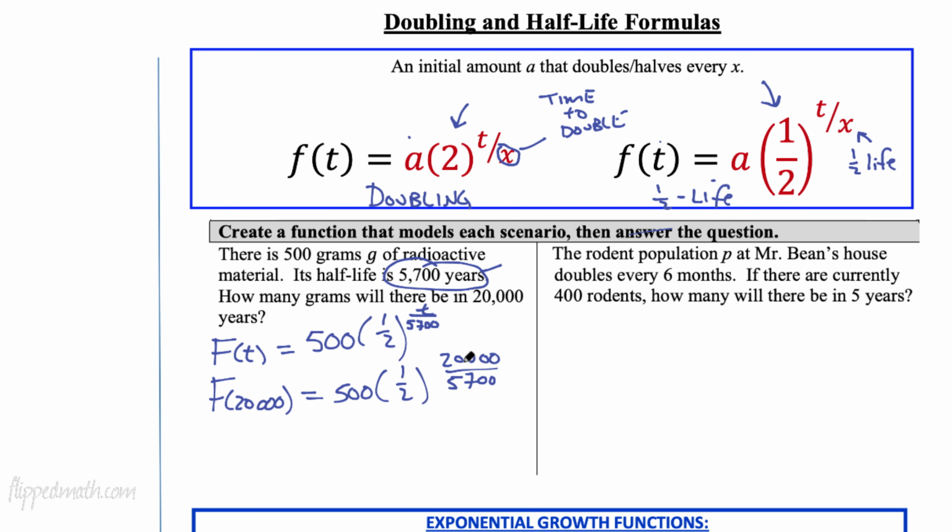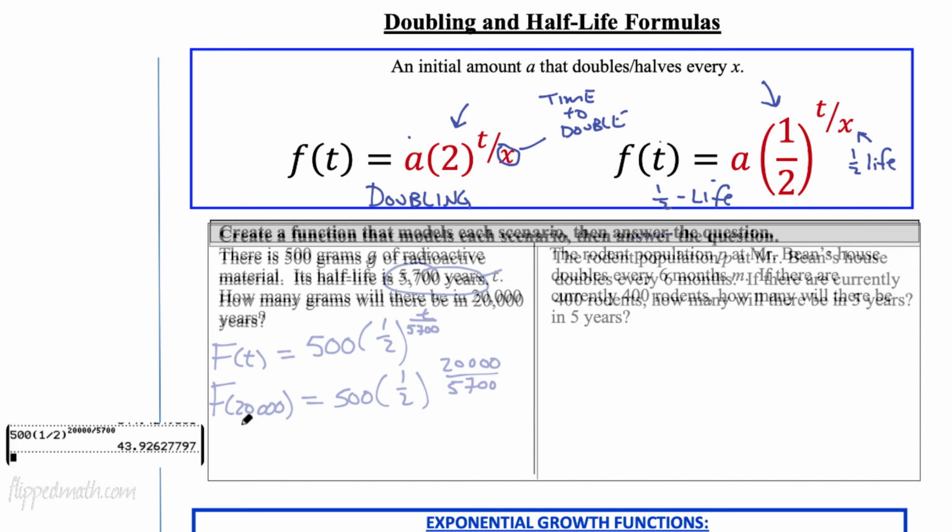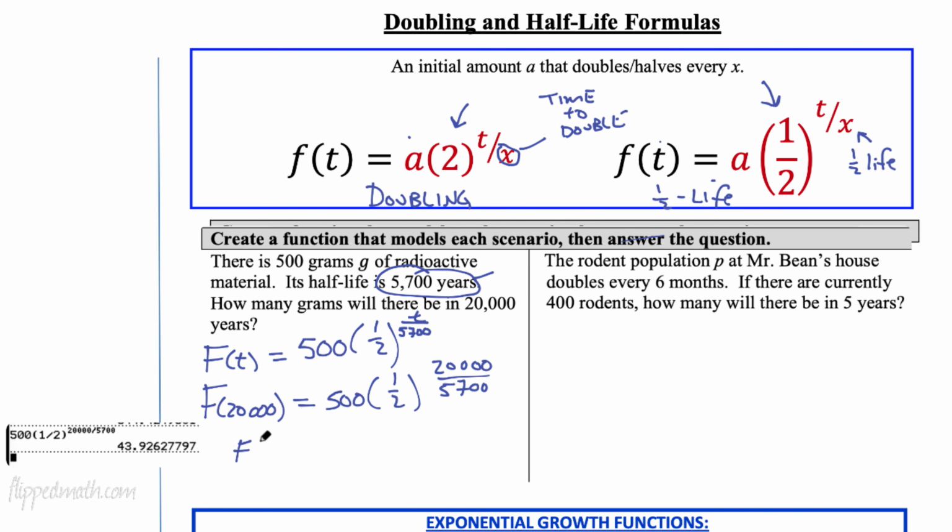And when I plug these in, just to make sure I always put it in the right place, I ask myself, that's about 4 half-lives, right? 20,000, because a half-life is about 5,000 years. So when I write my fraction, make sure that you're putting the bigger number on top so that you get about 4. Let's put that in the calculator. So when I plug that in, I get 43.92. So f of 20,000 is going to equal 43.9. I'm going to round that up. 93 years.